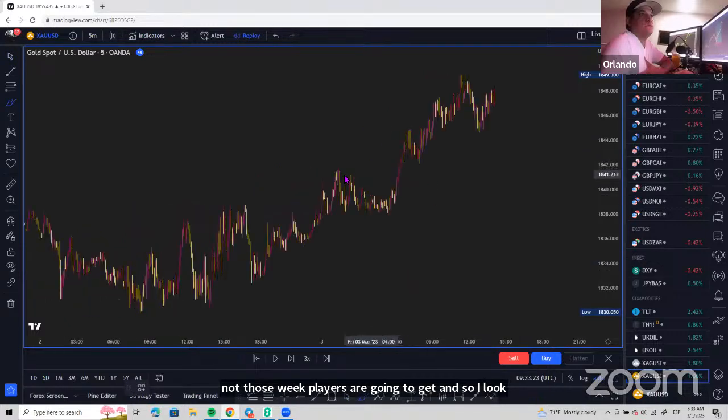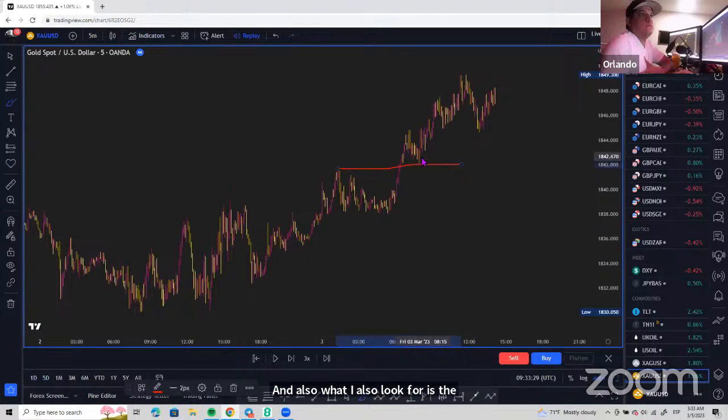And also, what I also look for is the last, for example, this is the last break of the structure. And here is something that whenever you start trading, this is the first thing that you learn.